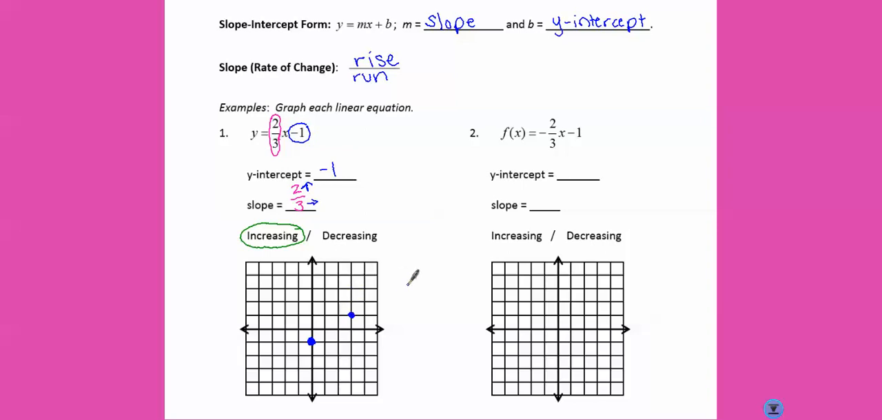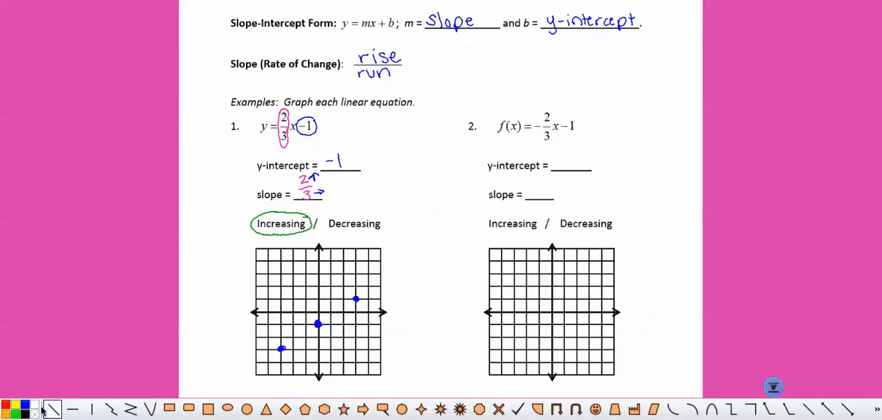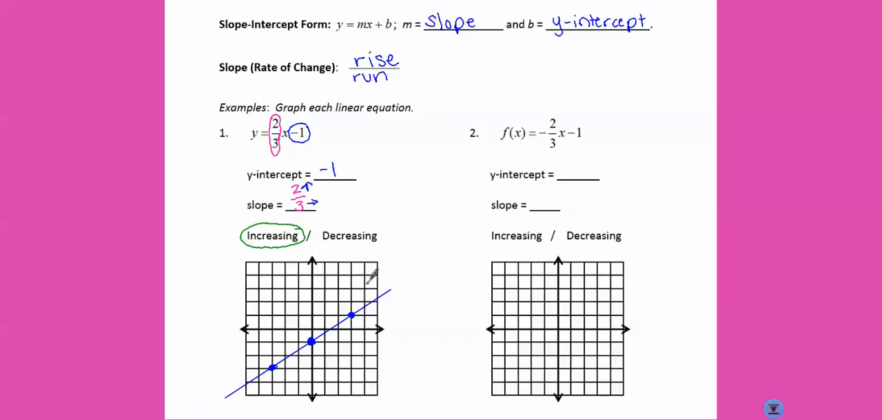If we go up 2 over 3, we run out of space. We can also do down 2 and left 3. Then we're going to take our ruler, connect the dots, and put arrows on the end.